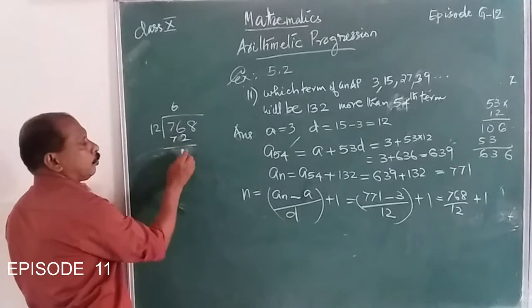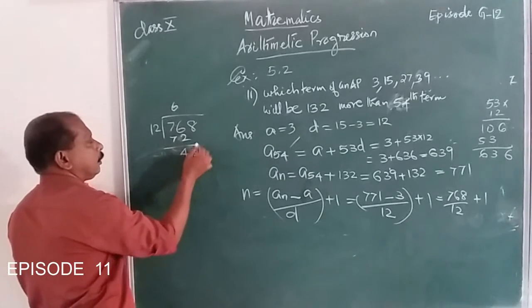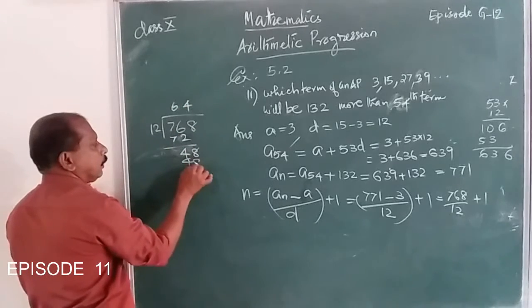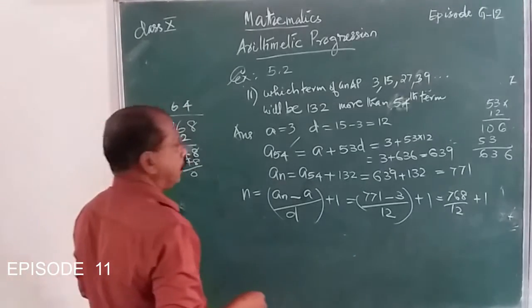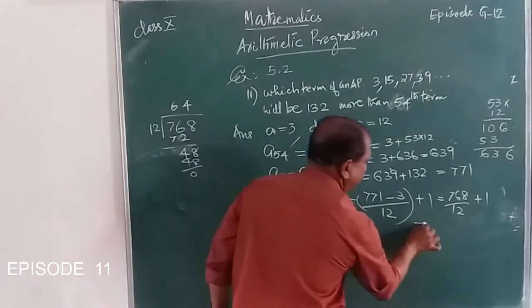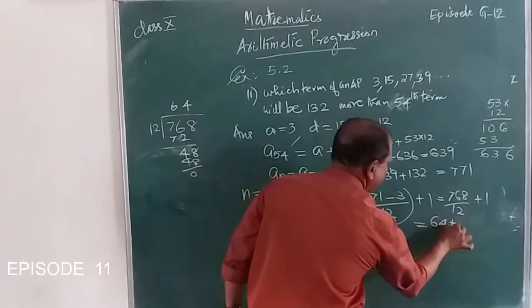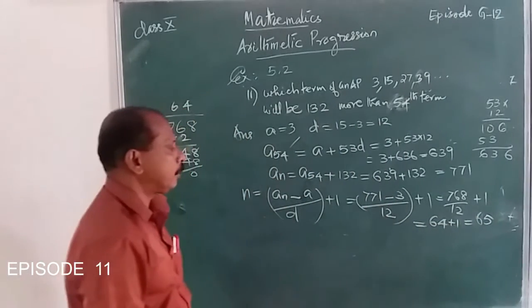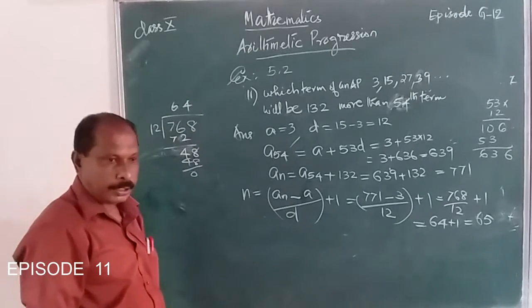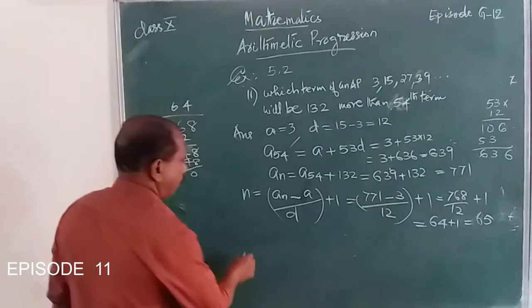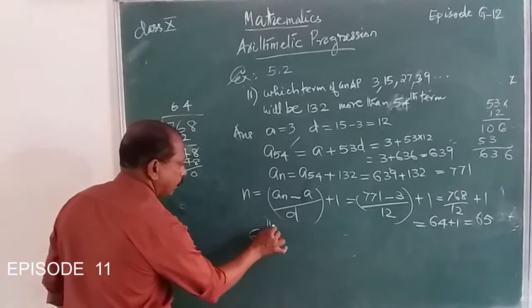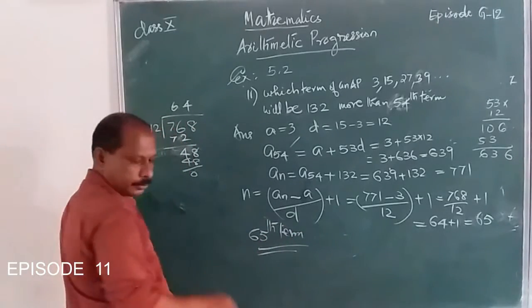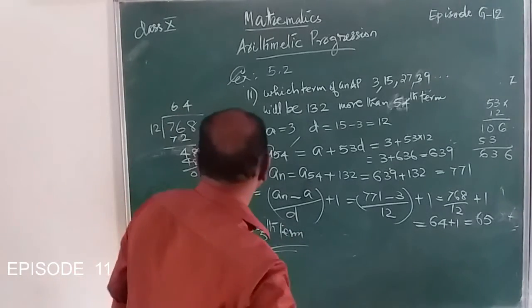Dividing, 768 by 12 gives 64. Therefore, 64 plus 1 is equal to 65. Therefore, the 65th term is the answer. Clear?